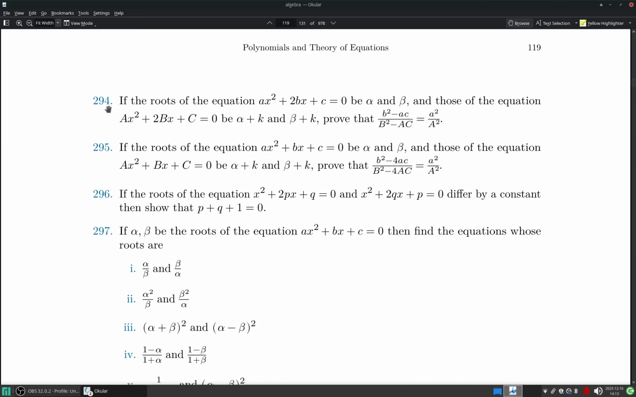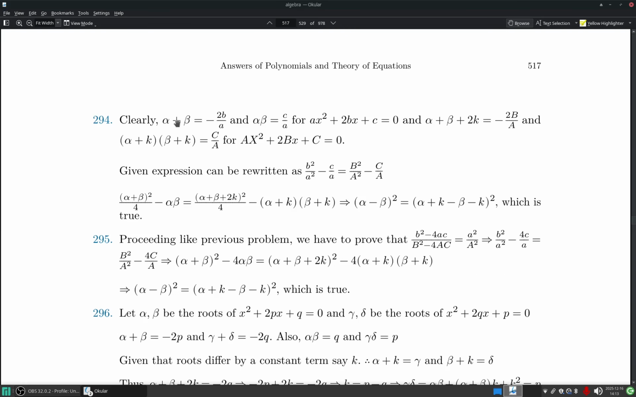Now we move on to question 294. It says that if the roots of the equation x square plus 2bx plus c is equal to 0 be alpha and beta, and those of the equation x square plus 2bx, these are capital A, plus 2 capital Bx plus capital C is equal to 0 be alpha plus k and beta plus k, prove that b square minus ac by capital B square minus capital A into capital C is equal to a square by capital A square.